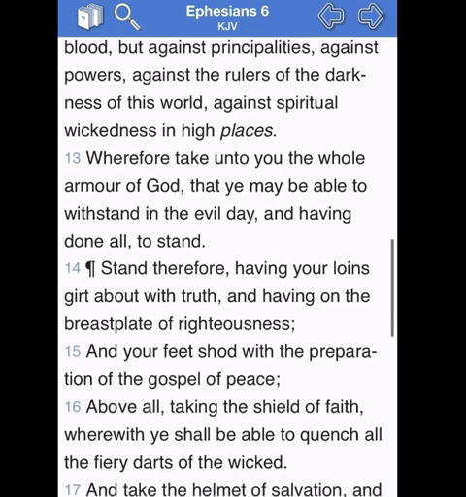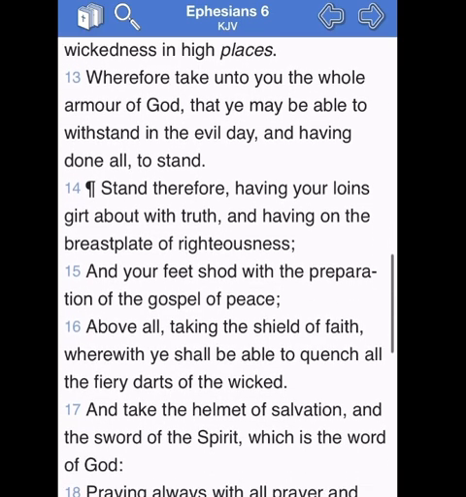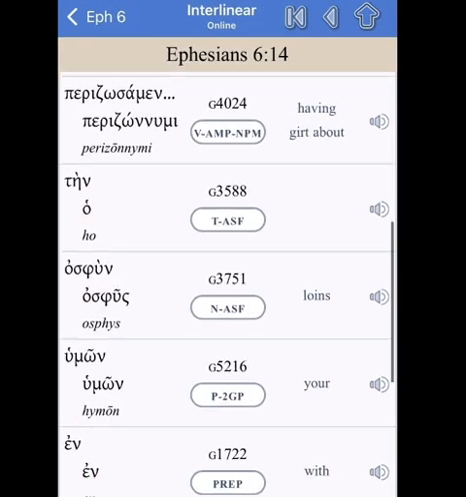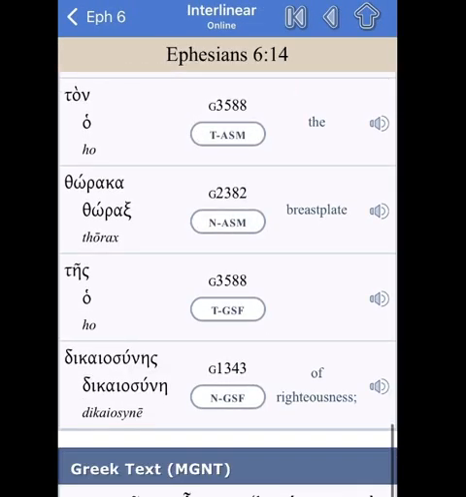It says, "Wherefore take unto you the whole armor of the Most High, that ye may be able to withstand in the evil day, and having done all to stand. Stand therefore, having your loins girt about with truth," all right, with the scriptures, "and having on the breastplate of righteousness." All right, and what's righteousness? I'm going to get that real fast, the definition of this word.